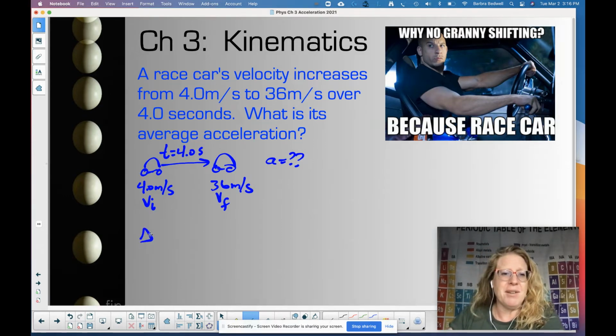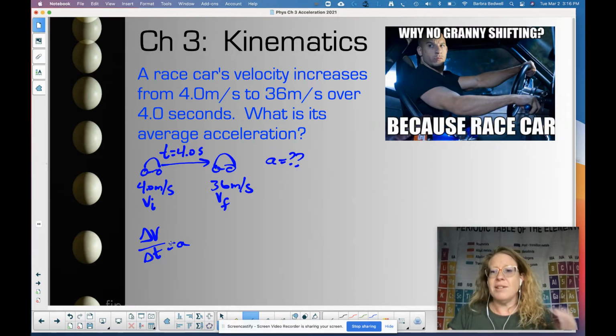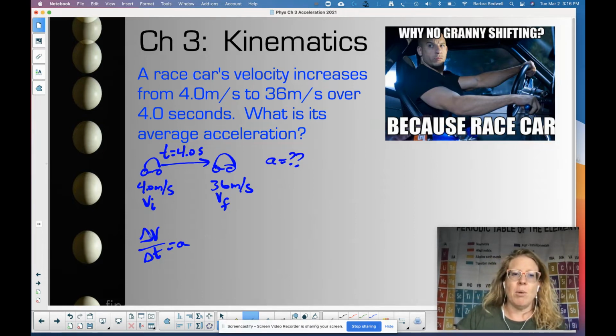We have this particular equation, delta V over delta T equals A, right? Acceleration is the change in velocity over time. So again, with doing these, they're not necessarily challenging problems. It's just learning to slow down, picture the system, and figure out what we've got. Delta V, how do we do that? VF minus VI over delta T equals A.